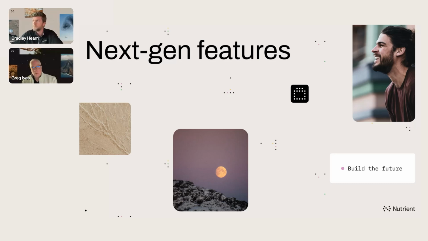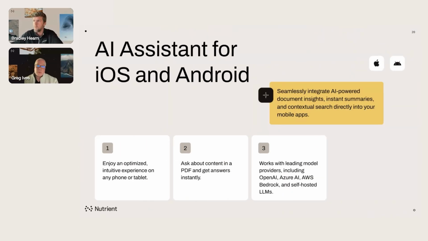But we didn't rest on our laurels. In fact, we're thrilled to announce that we've brought the same power to mobile applications with our AI assistant for iOS and Android. With this update, you can seamlessly integrate AI-powered document insights, instant summaries, and contextual search directly into your mobile apps. So whether your users are reviewing contracts, scanning reports, or extracting key insights from a lengthy document, AI Assistant is now in their pocket, ready to help.